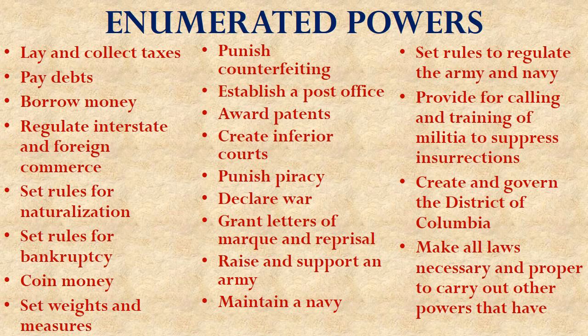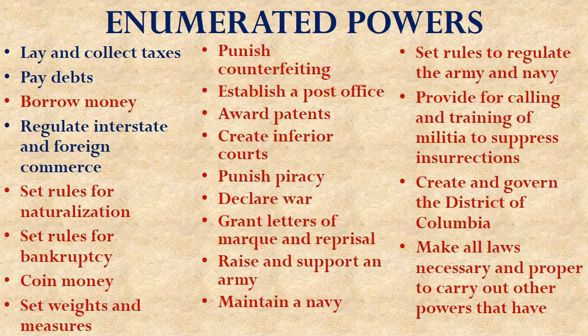And if we look through this list, we can see how it was constructed specifically to address the concerns that had led up to the Constitutional Convention. Among the powers that were enumerated are the powers to lay and collect taxes and pay debts. Remember, this was a problem in the Articles of Confederation, that the Confederation Congress had no power to directly tax to pay off the debts from the Revolutionary War.